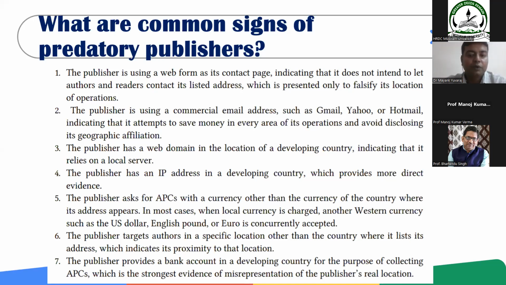Then the fifth sign is that the publisher will ask for an APC, article processing charge, in a currency other than the currency of the country where its address appears. In most cases, when local currency is charged, another Western currency such as the US dollar, English pound, or euro is concurrently accepted. So it is also a clear-cut sign.